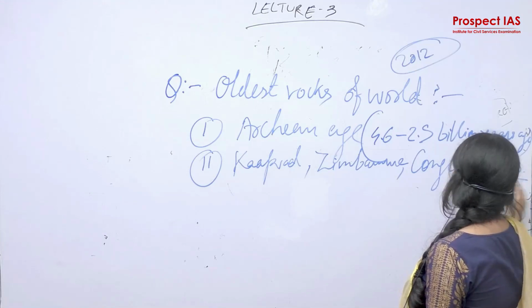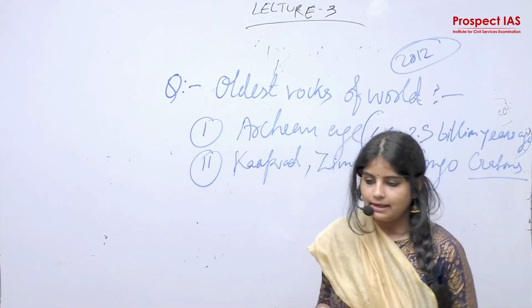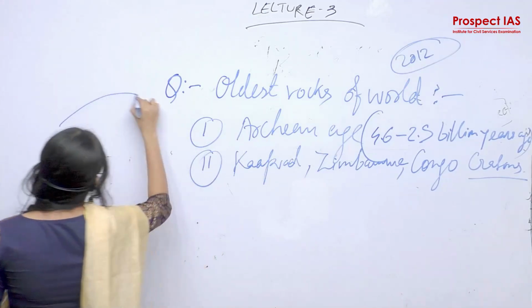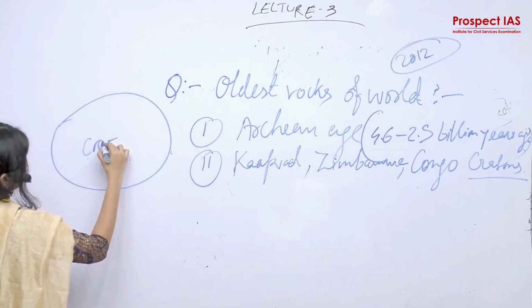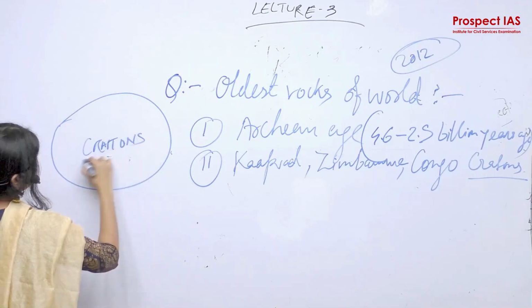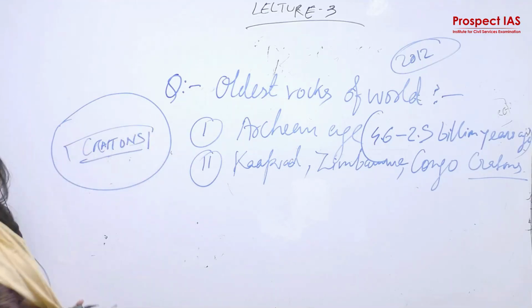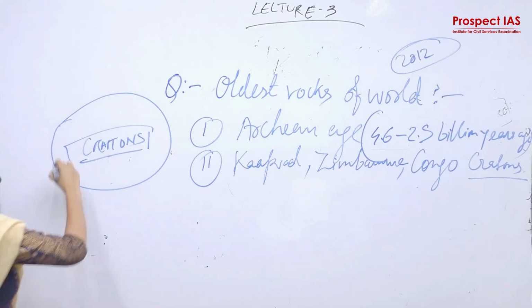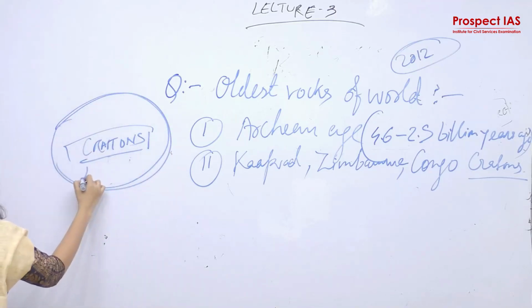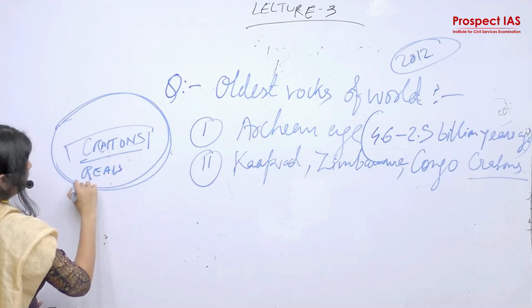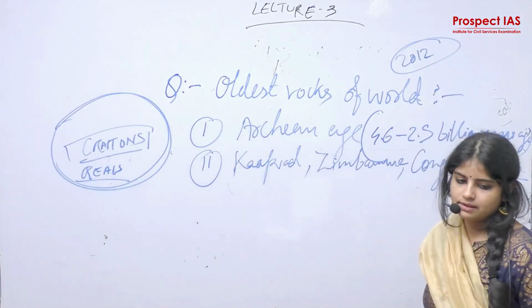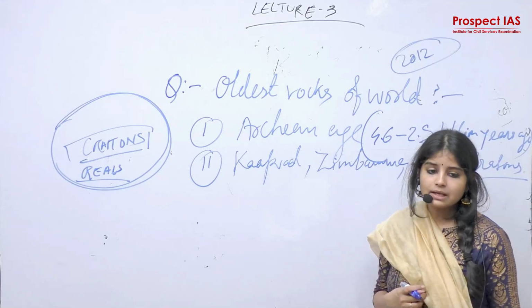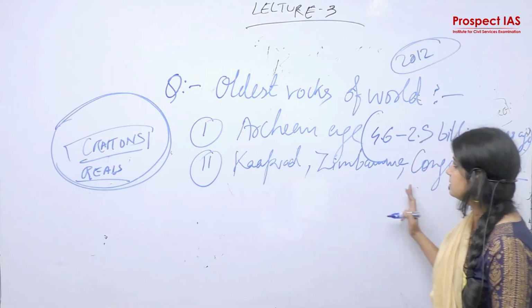What is the meaning of cratons? Cratons is a region. It is a vast region or realm where the rock crystallization takes place. So Congo, Zimbabwe and Kapwal, these three are the regions.